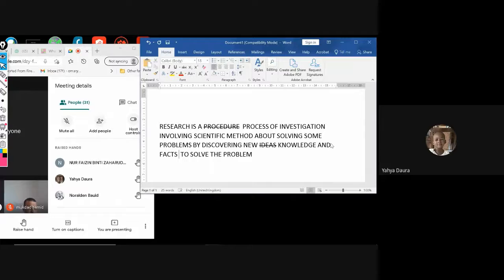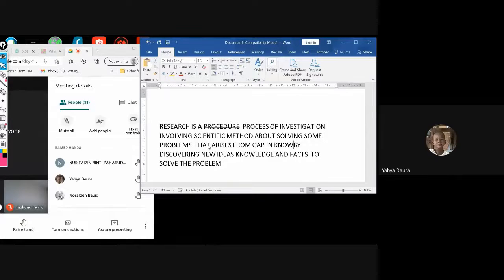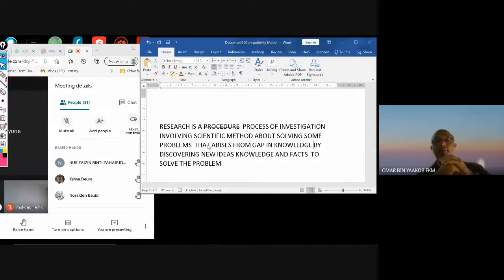I think that the problem also comes from the gap of knowledge. So probably at involving scientific method about solving some problems that arises from a gap of knowledge, from the knowledge gap. Okay. I just put here that arises from a gap in knowledge. From the gap in knowledge, yes. By discovering new knowledge and facts to solve the problem. Okay.